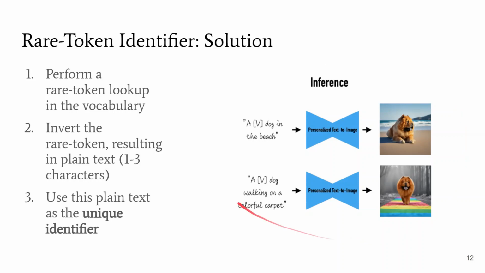So again, using this figure for reference, in this case, the V, or the unique identifier, would be this 1 to 3 character plain text. We'll see later on in the presentation that SKS is very commonly used. It seems to be a token that's very rarely used during training, so it would be very common to see during inference that the prompt would say a SKS dog on the beach, and SKS would denote to the model that we want to generate this new subject, not just any old dog.